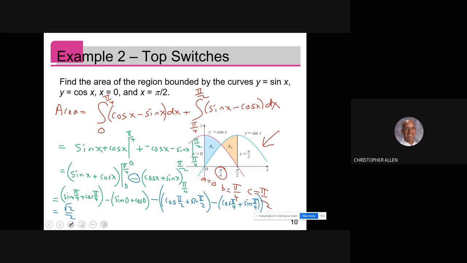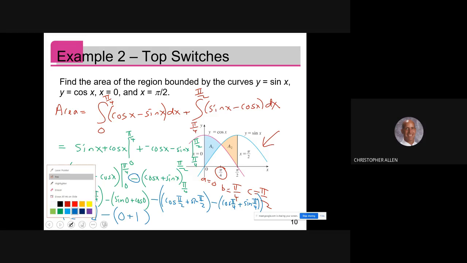Does anybody know what the cosine of pi over 4 is? It is also radical 2 over 2. Minus, and I'm going to put parentheses now. In fact, here, let me put parentheses here as well. I guess I should have done that in green. Oh well. What's the sine of 0? 0. Cosine of 0? 1.